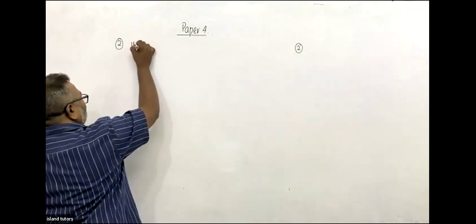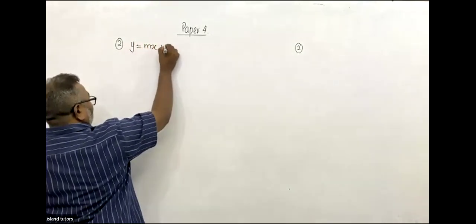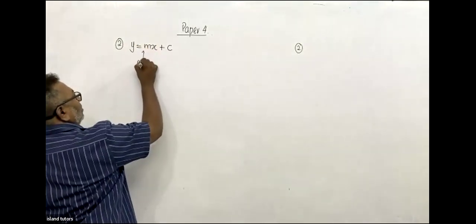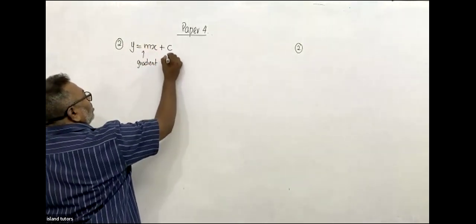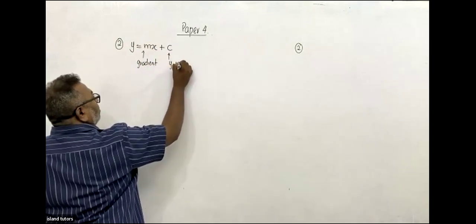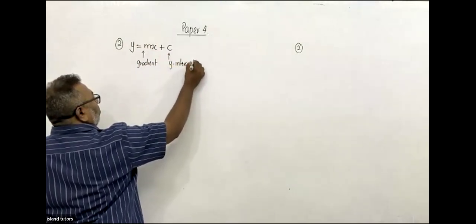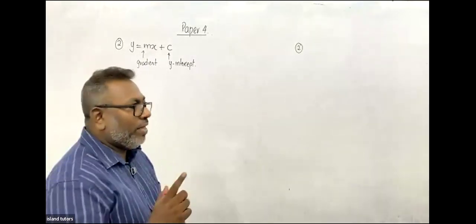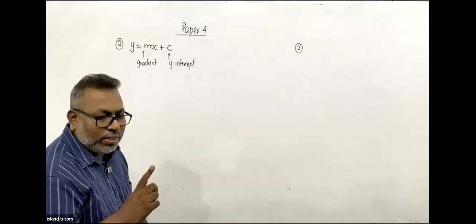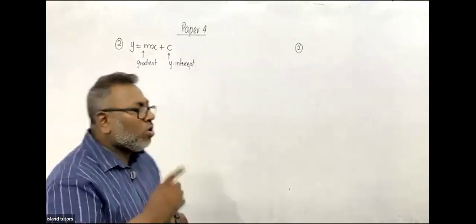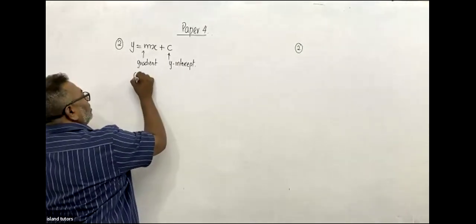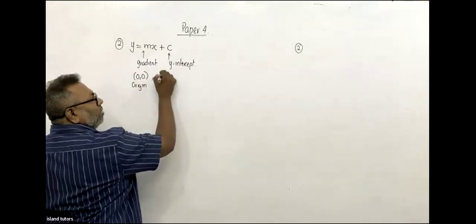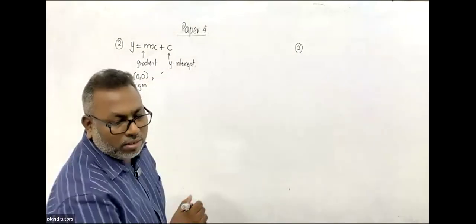Straight line equation y is equal to mx plus c. m is your gradient, c is your y-intercept. Right? And they are giving you the 2 points. The line is going through the origin. Origin, what are your coordinates? 0 comma 0. This is your origin. And the other one is 4 comma 2.